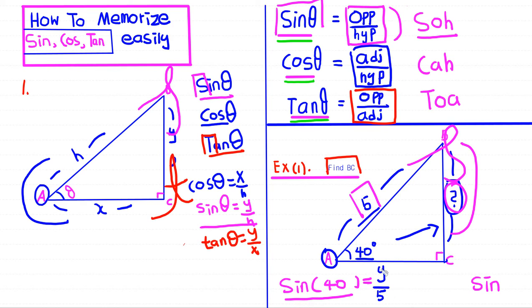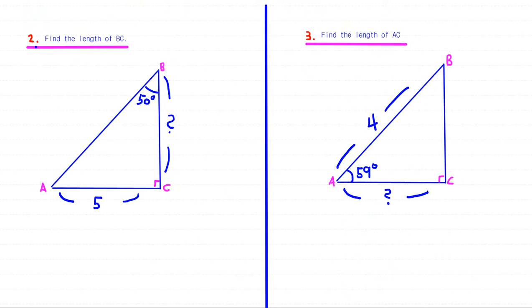In order to isolate y, we need to multiply both sides by 5. On the right side, the 5 cancels out. So y is equal to 5 times sine of 40. And we're done. So let's go to the second problem.